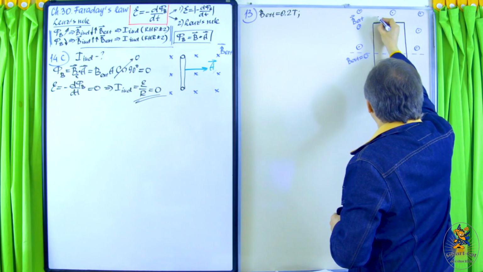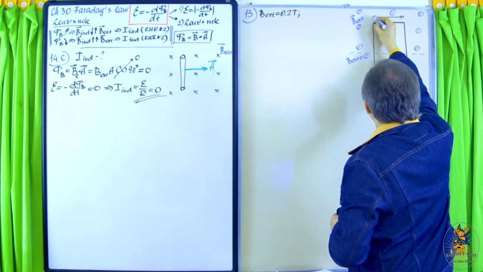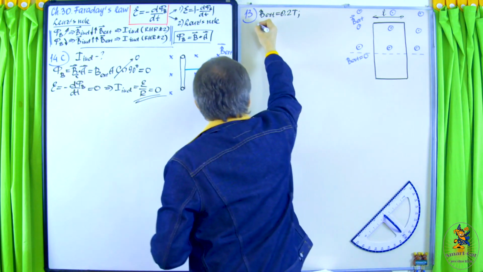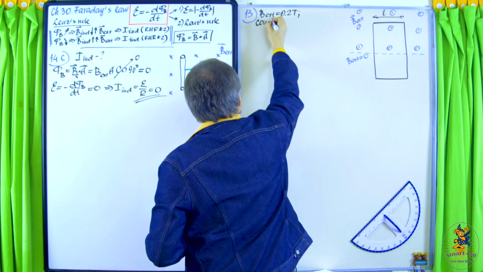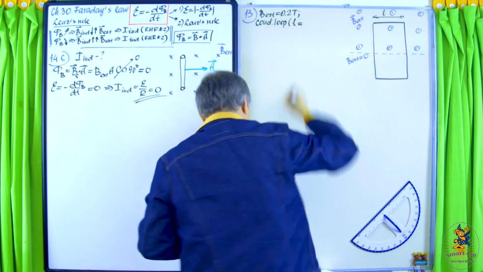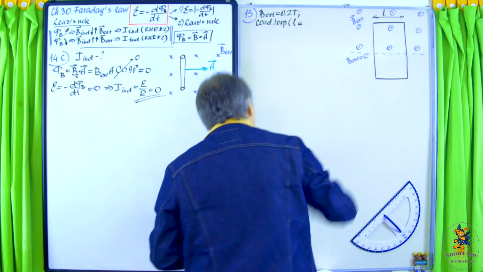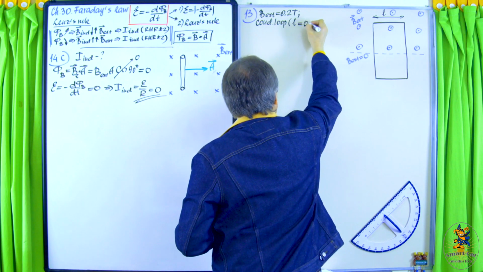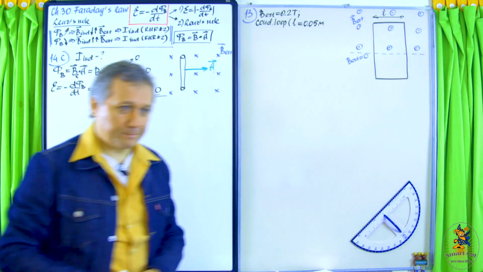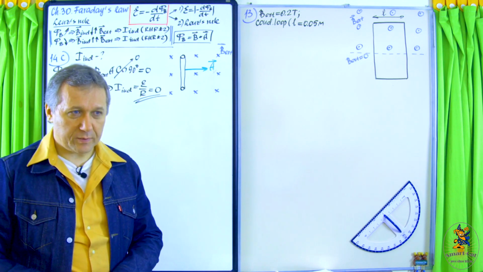Okay, rectangular loop of width L. L is also given. So then, okay, let me write. So we have a conducting loop with parameters: L equals 5 centimeters. Of course, at some point you will have to convert to meters. I usually do it immediately.